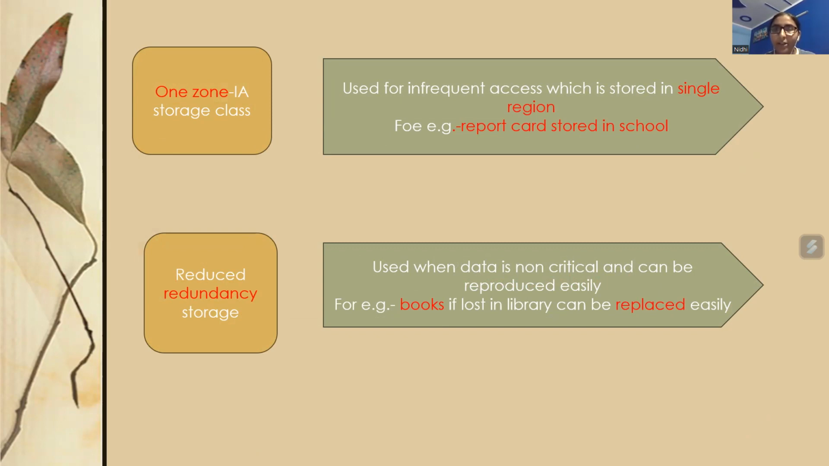And the last one is reduced redundancy storage. For example, books in a library. It is possible that the books are replaced or lost. We can just easily replace those books. So where the data is not as important as for Standard, where it can be easily replaced, we will use reduced redundancy storage. So these are some storage classes of S3 where you can store your data.